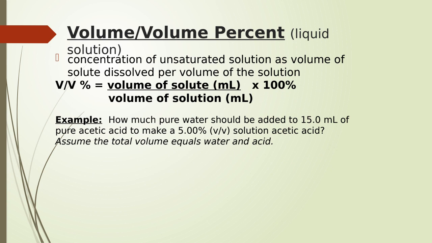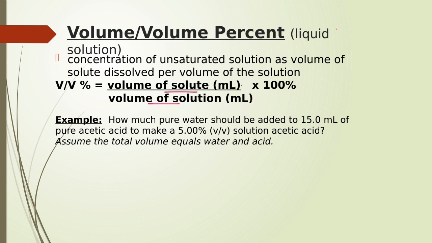Okay, here's another percentage concentration calculation that we can do. This one's volume percent, so it implies right away you're going to be taking two liquid substances to make a solution. So you're going to have a volume of solute in milliliters, a volume of solution in milliliters. So these would be liquid solutions.